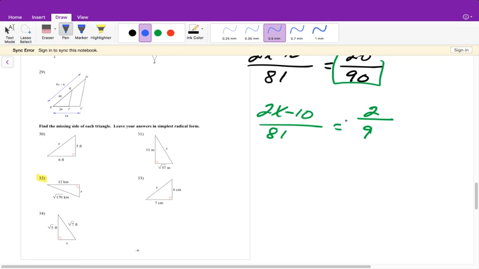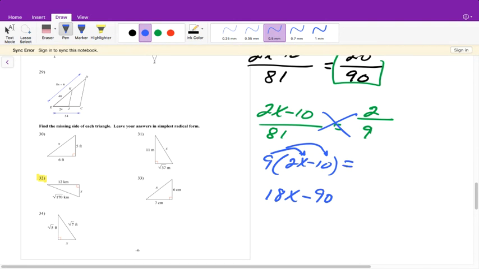Right, now we have these two ratios that are equal, so we cross multiply. This is a common mistake that happened when you guys were doing your test. Please make sure that you're distributing this 9 into both the 2x and the 10, so it becomes 18x minus 90. Right? And then this is going to be equal to 2 times 81, which is equal to 162.